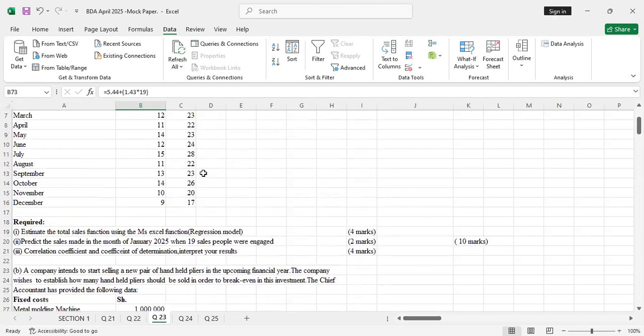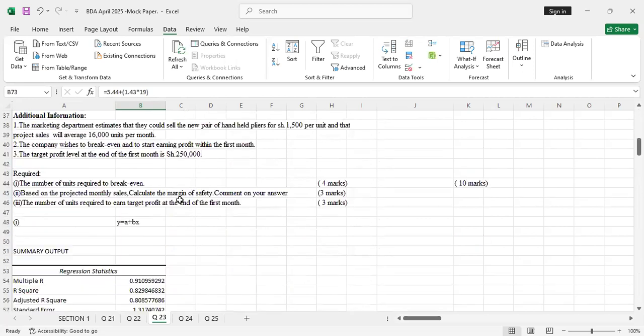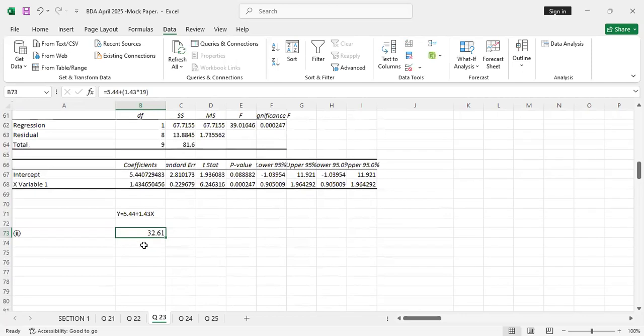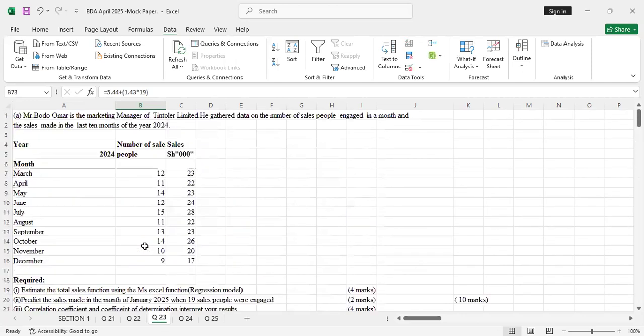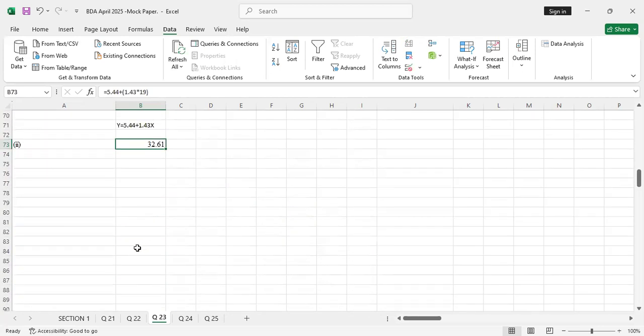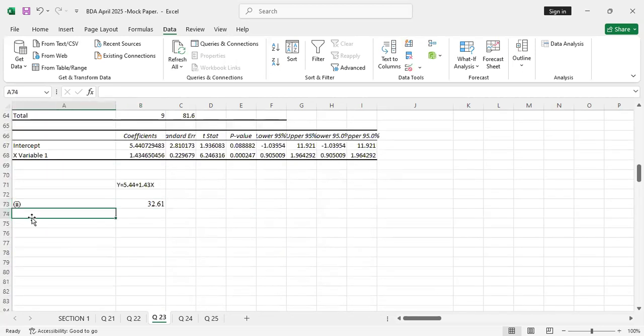And remember, these sales are in thousands, so when you multiply this by 1,000, you can convert it. Even if you leave it at 32.61, there's no problem. They will mark it correctly. So the sales will be 32.61 for 19 salespeople in the month of January. So you are doing prediction. Regression is all about predicting future outcomes, using historical data to predict the future outcomes.